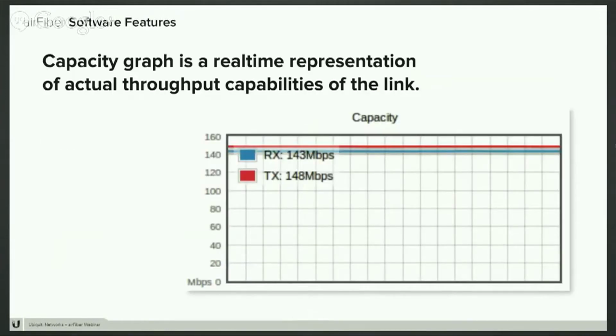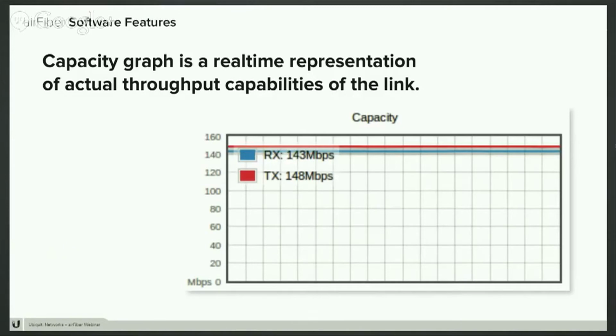Next, we have a capacity graph, and this capacity graph shows up on the main screen of every radio, and what it shows you is the actual data capability of the link at any given moment in time. This is essentially a real-time link test that is always on and always telling you what the link performance is.